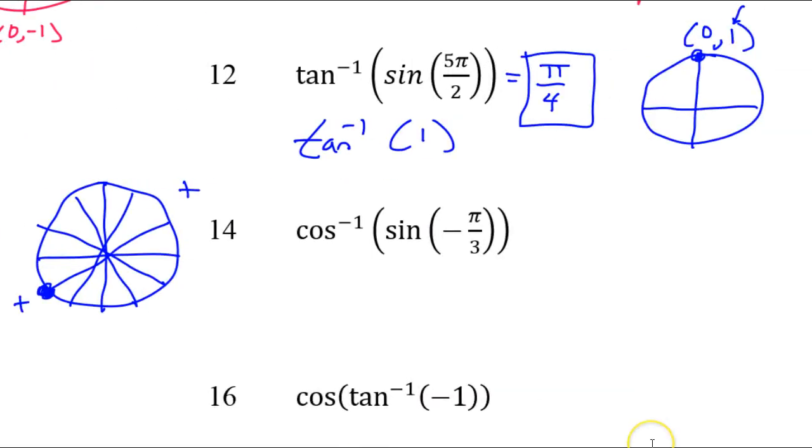Number 14. The sine of negative pi over 3. We've memorized that the sine of pi over 3 is radical 3 over 2. What about negative pi over 3, though?